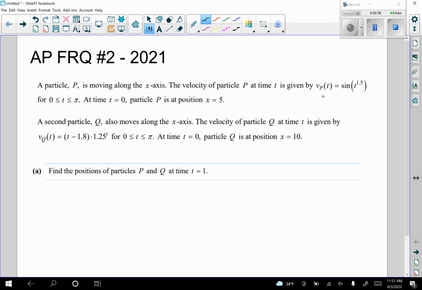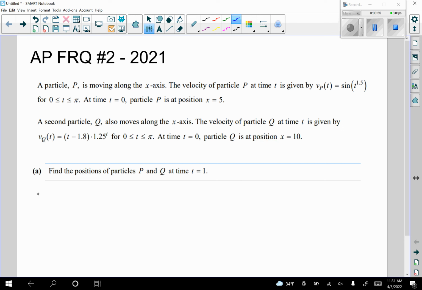Then they mention a second particle Q. We're given the velocity function denoted by v sub q of t. And then at time t equals 0, particle Q is at position x equals 10. So for part A, we're asked to find the positions of particles P and Q at time t equals 1. And we're definitely going to use our calculator here.